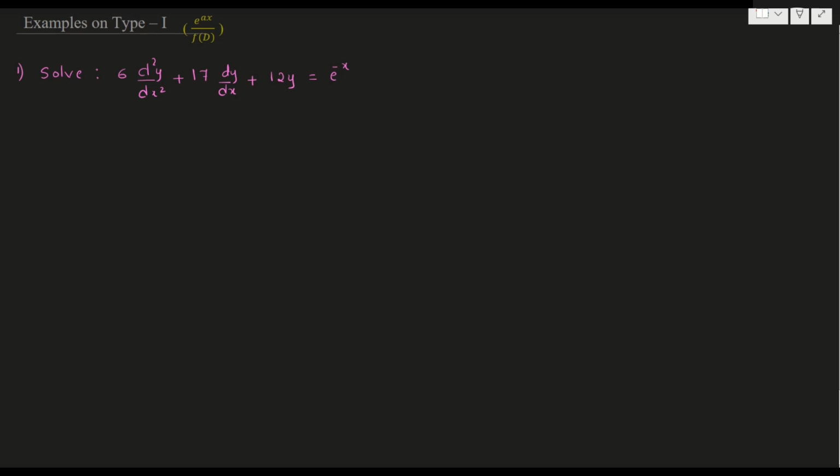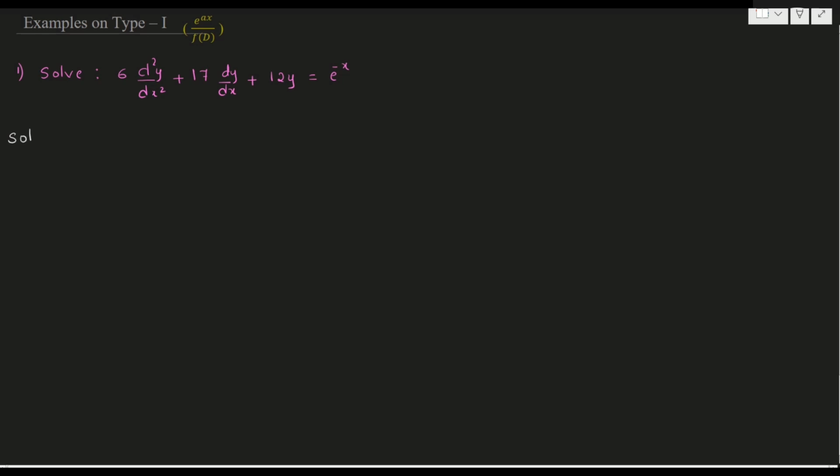of type 1. What is type 1? Type 1 examples are of the form e raised to ax divided by f of D. In the last class I discussed those 5 types, so just go through them. Now the first example: solve 6 d square y by dx square plus 17 dy by dx plus 12y equal to e raised to minus x. Solution. We'll solve this.